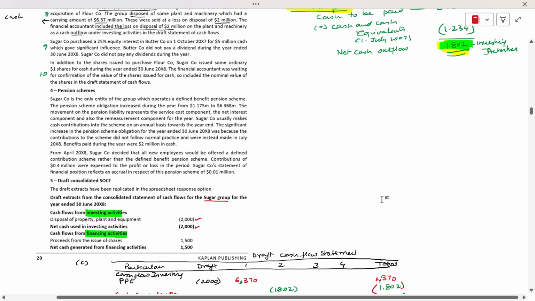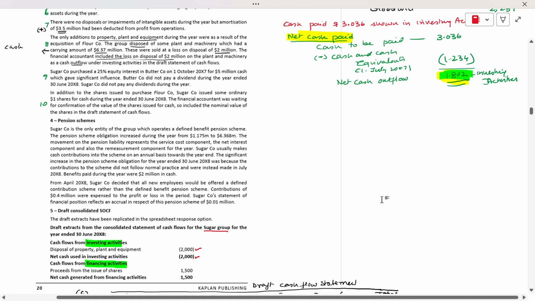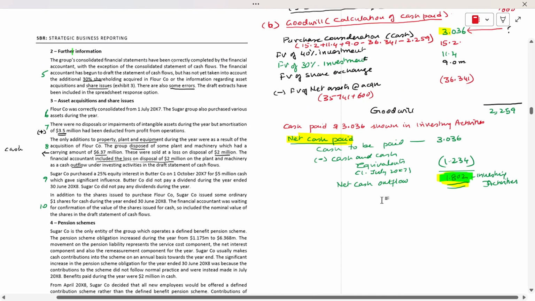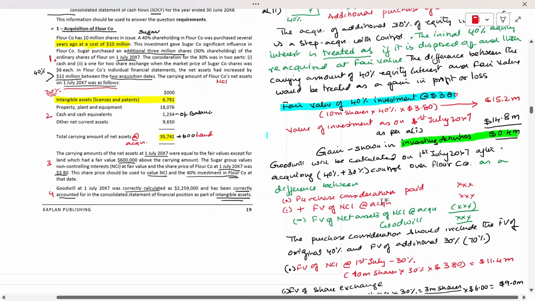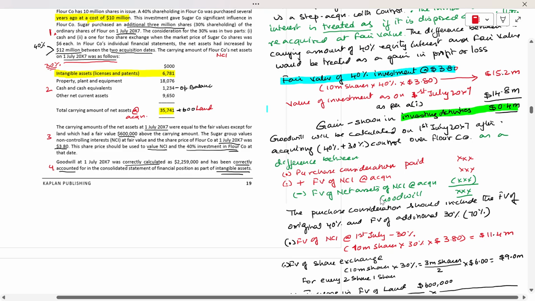Anything else we have to do? Make sure. Okay, did not pay dividend. Sugar did not pay any dividend during the year. They have not paid any dividend during the year. One by one we have to work it out. Okay, first point, fine. Second one is how much?